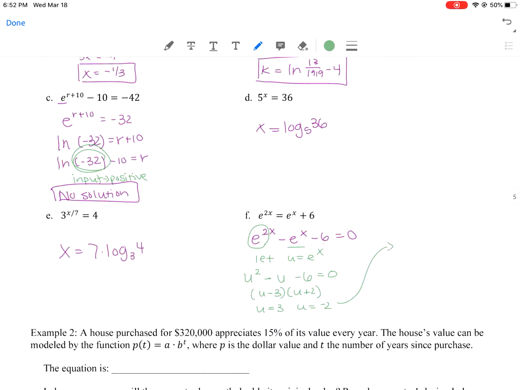And then we got to plug things back in. So e to the x equals 3, e to the x equals -2. Whether you use your definition or think about taking the natural log of both sides, we get the natural log of 3 equals x. The natural log of negative 2 equals x. One of these you should notice an issue with, and that is this negative input, but this positive input will still work.